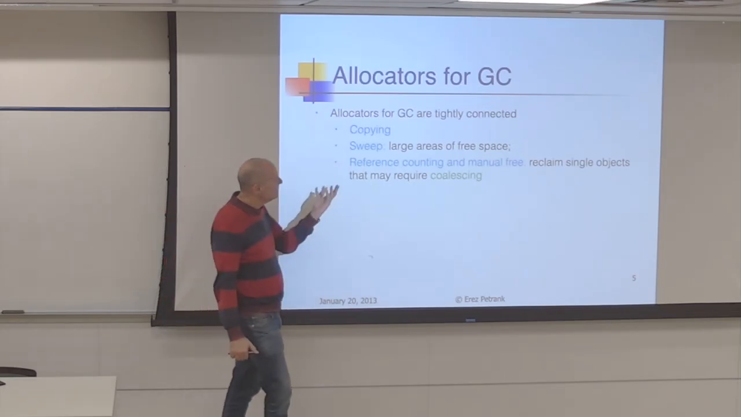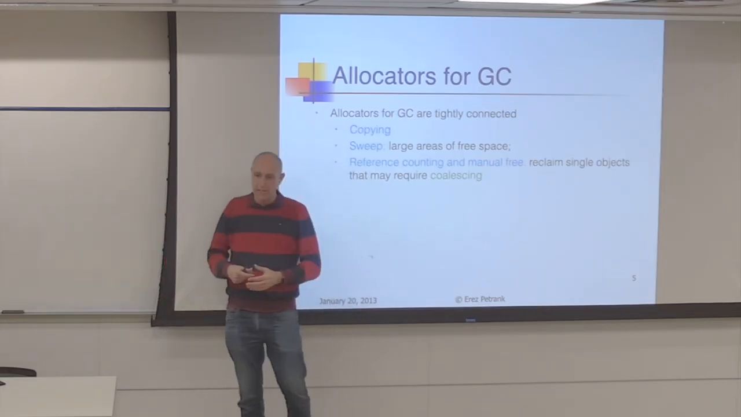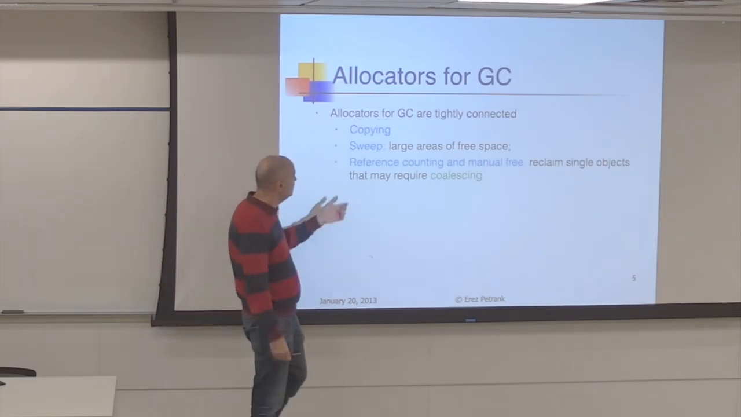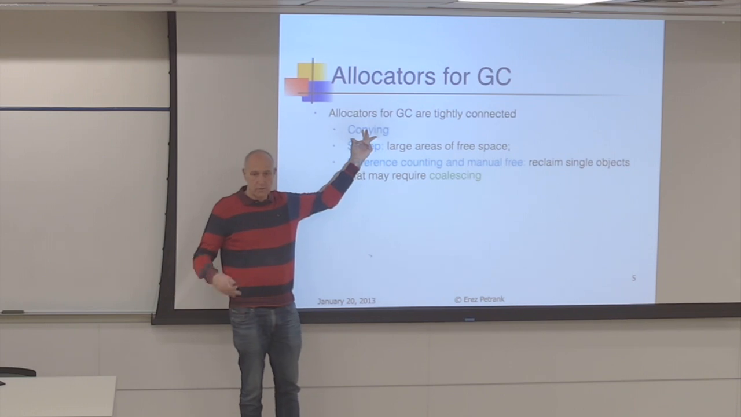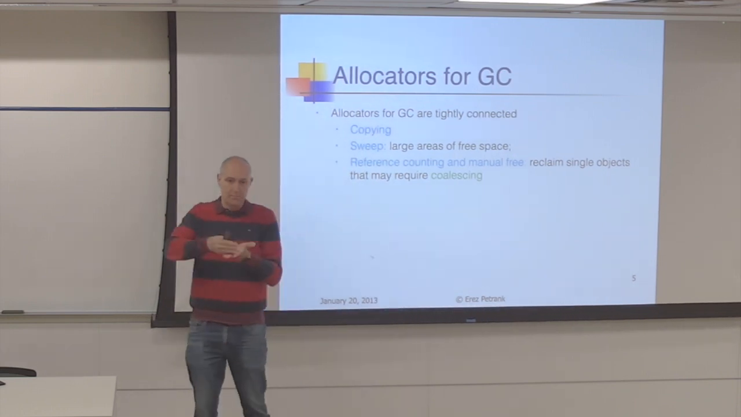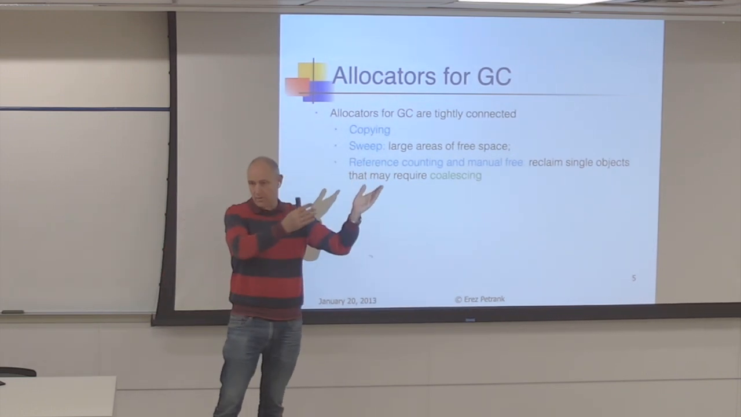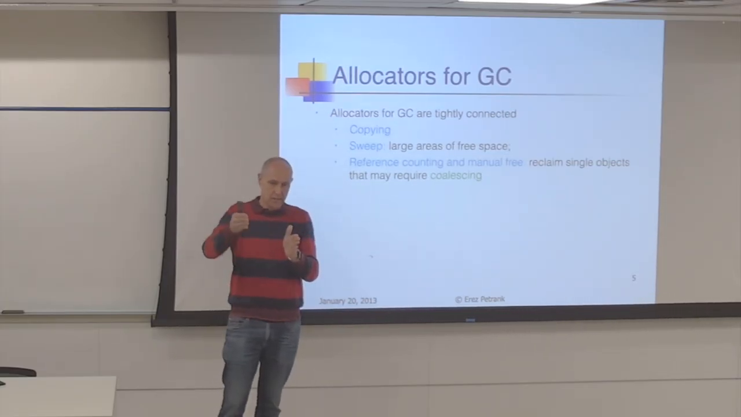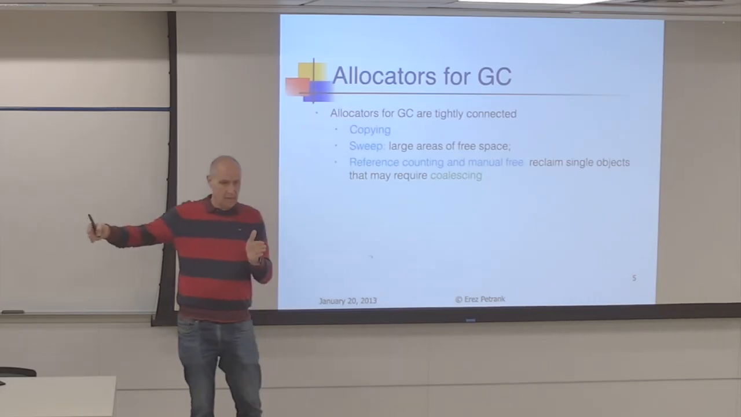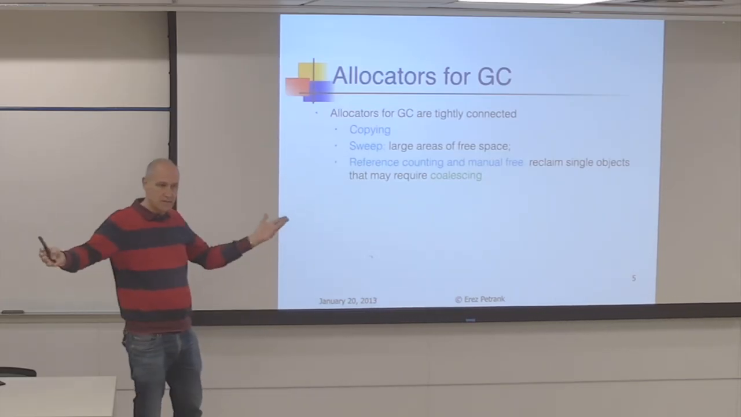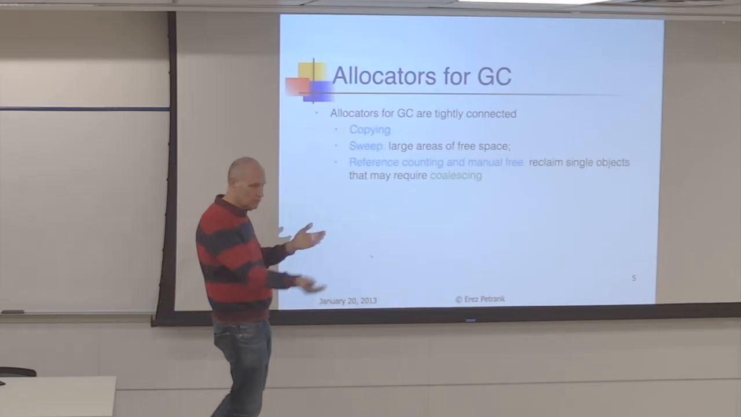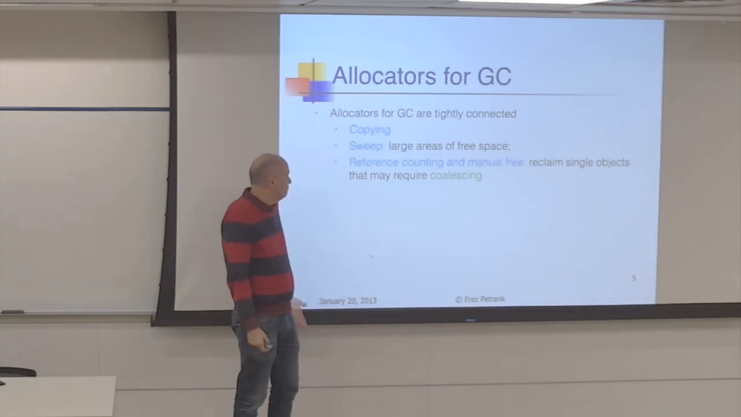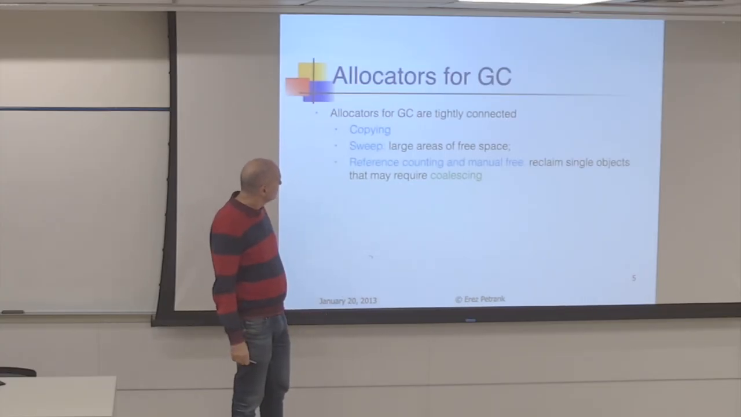Allocators for GC: if you have a garbage collector running, then it influences how you do allocation. So if you do copying, you basically don't need to worry about anything. You just bump a pointer, like you copy everything to the beginning of the second part of the heap, and then you can allocate by bumping a pointer until the space is complete, and then you do a garbage collection, you move to the second space. So with copying, there's not much to say.